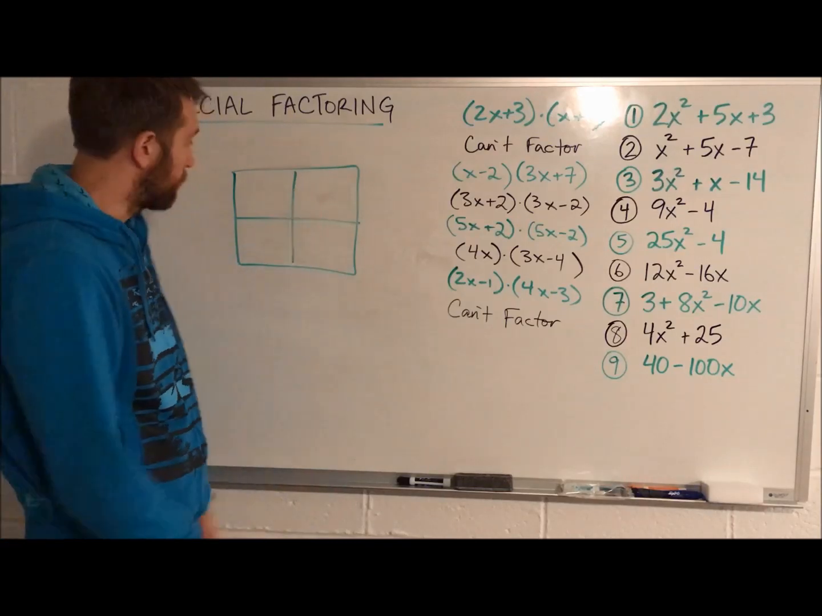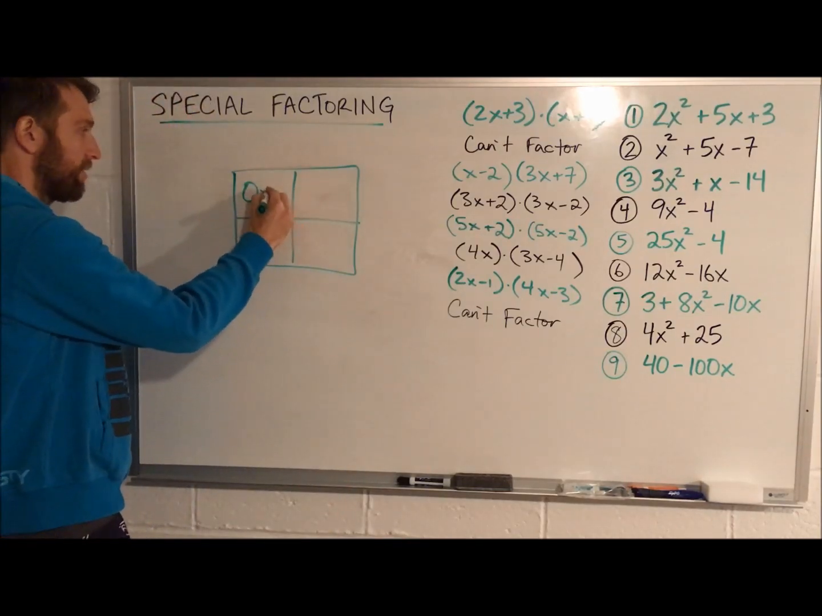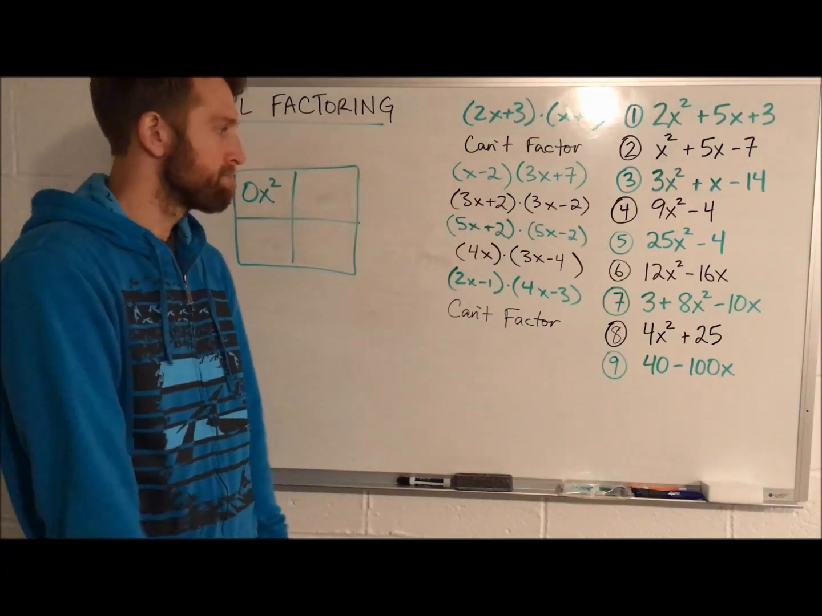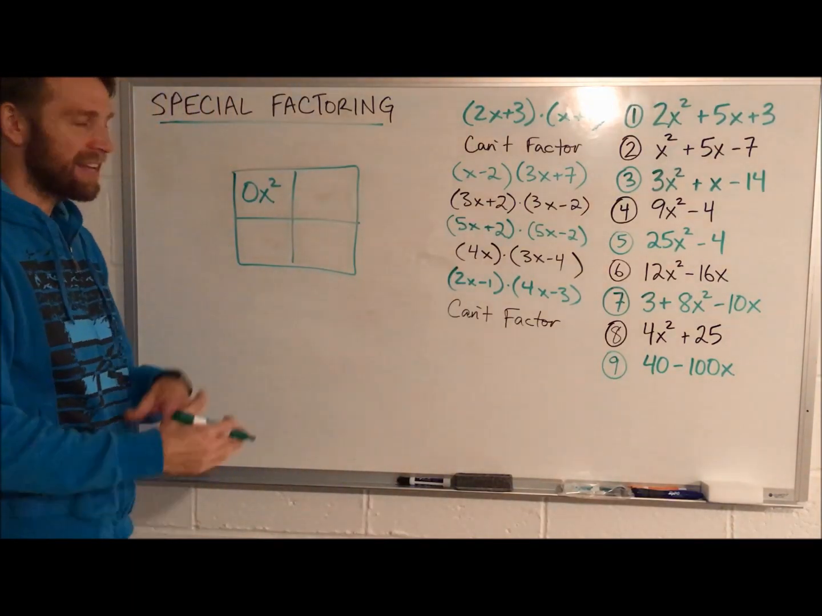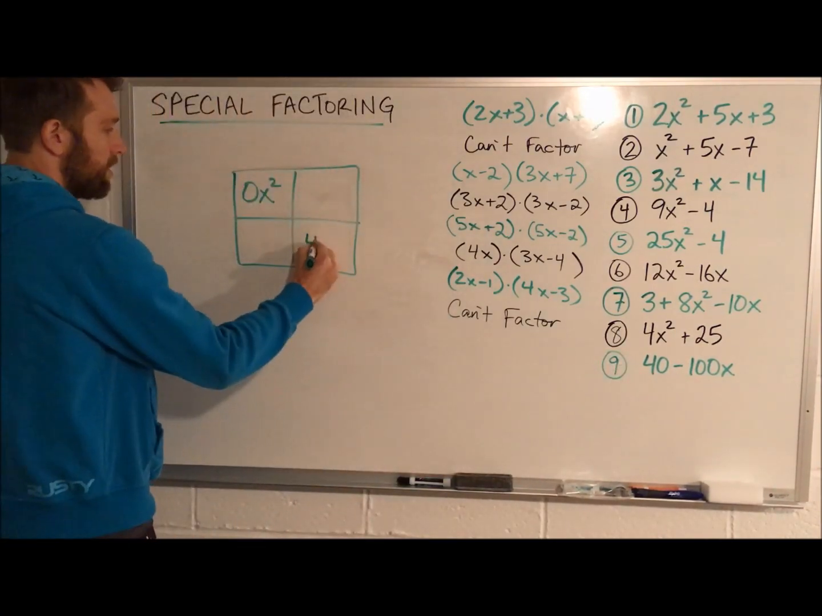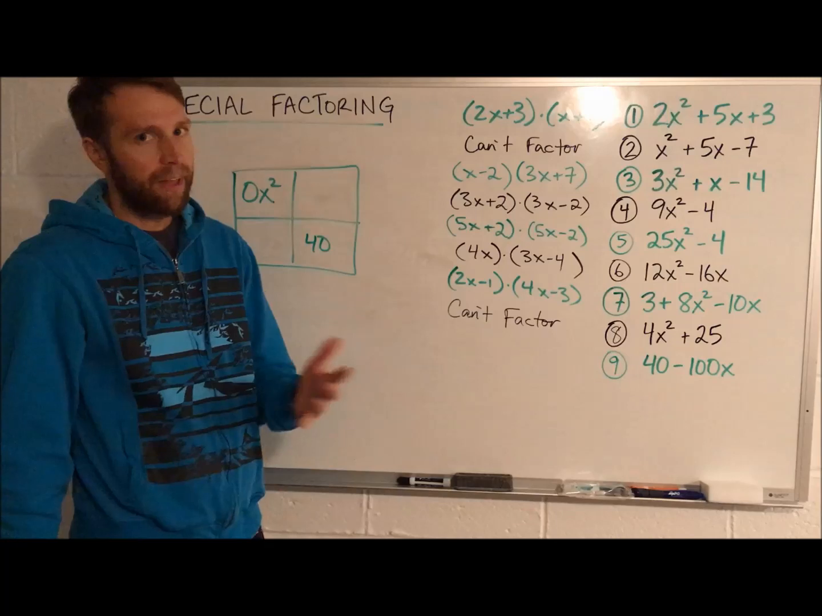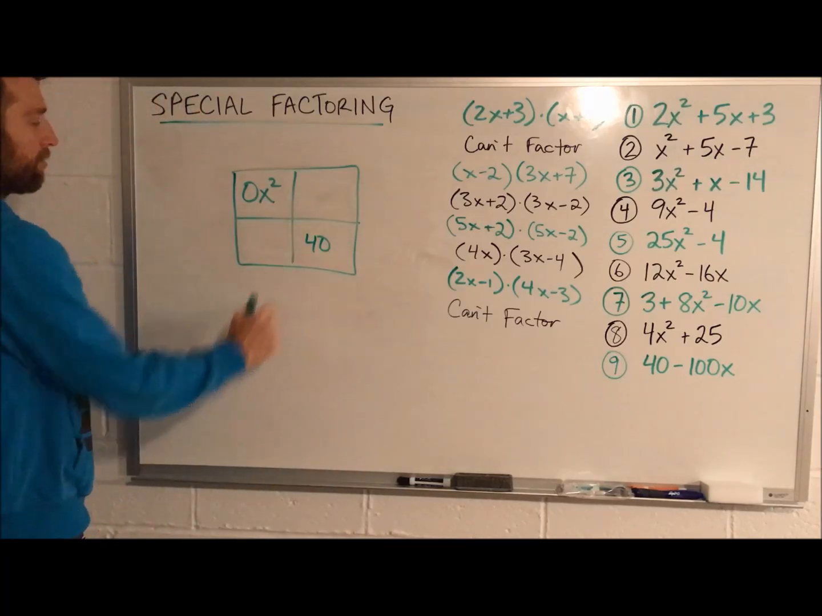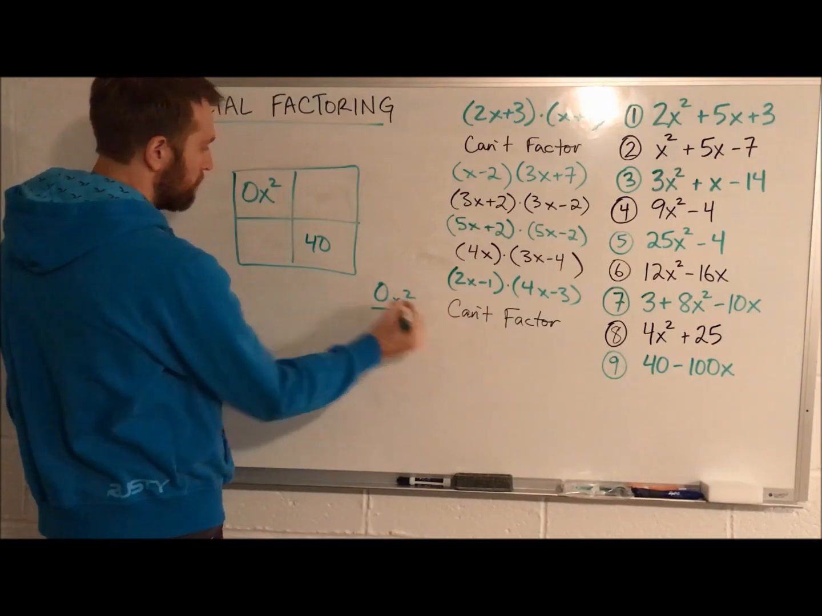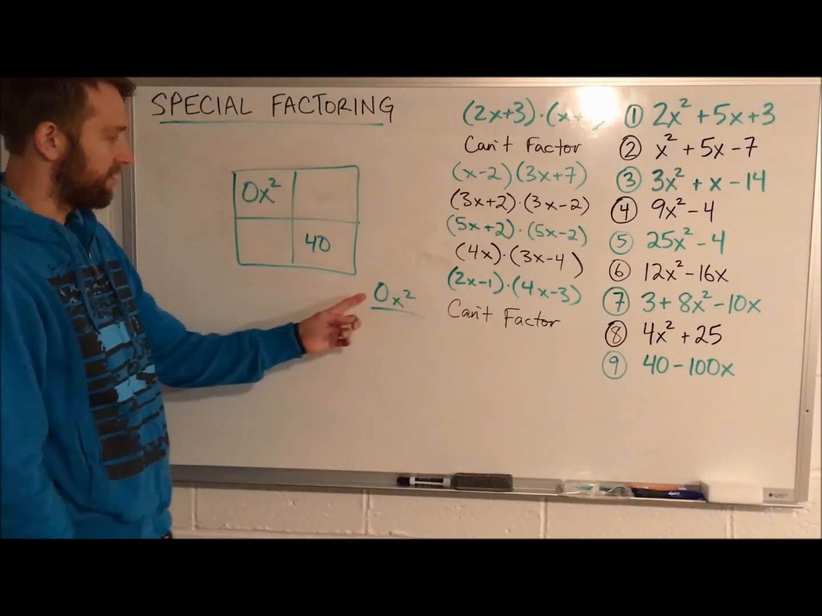How about 0x squared? Put the x squareds up in the corner. If you got 0, just put 0x squared there. What's our constant number that doesn't have any variable, no x's? That is a positive 40. Can I multiply the diagonal? Absolutely. What is 0 times 40? 0. 0x squared. When I multiply that diagonal, 0 times 40 is 0.